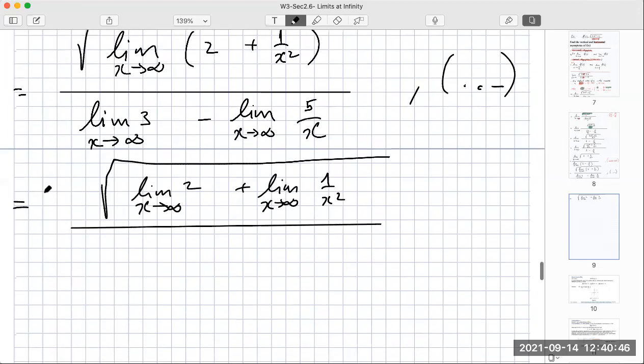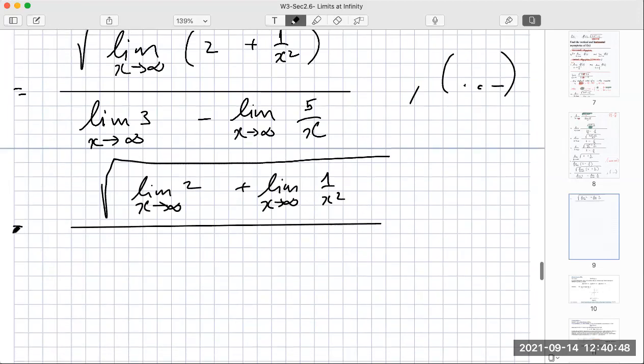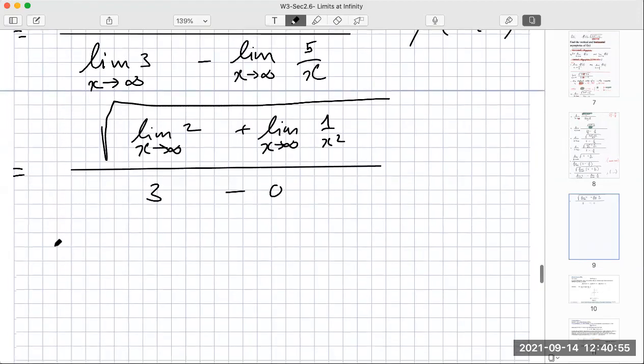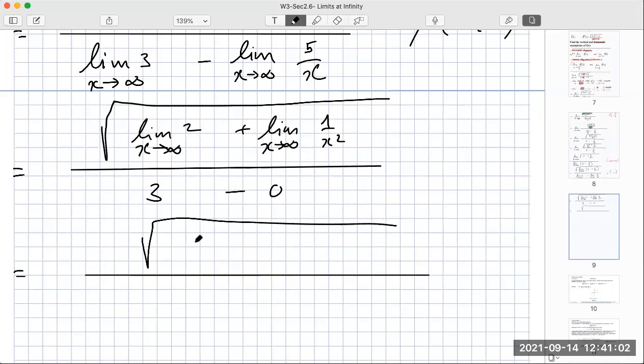And the denominator, what is the limit of 3 when x approaches infinity? 3. Yes, thank you. And here, this one? 0. Very good. Wow. Okay, it's easy, right? Now it will be the square root of? 2. Yes. Right, it will be? So this is the horizontal asymptote as x approaches infinity. Well done. Is it clear?